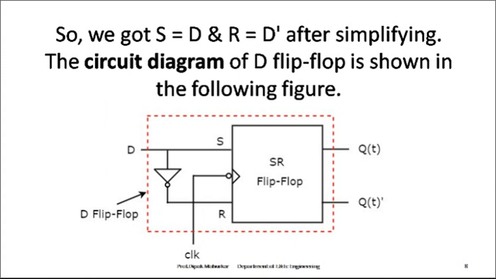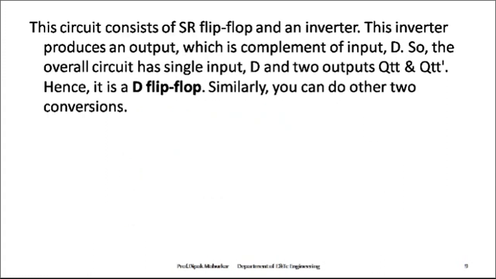The circuit consists of an SR flip-flop and the inverter. This inverter produces an output which is the complement of input D. So the overall circuit has a single input D and two outputs, which we can call Qn and Qn bar, and hence it is a D flip-flop.